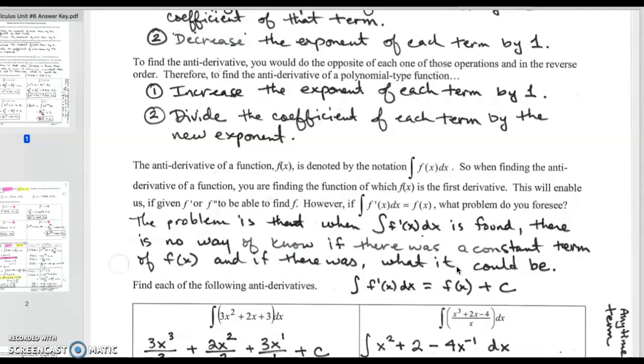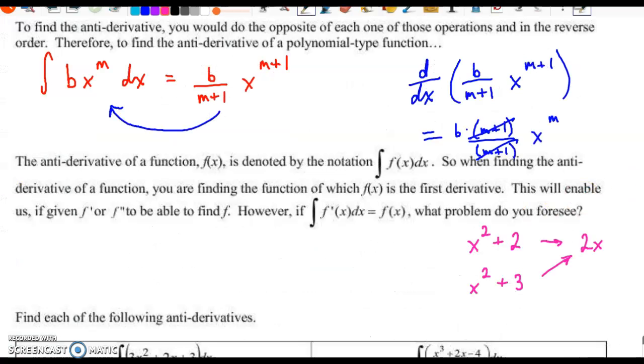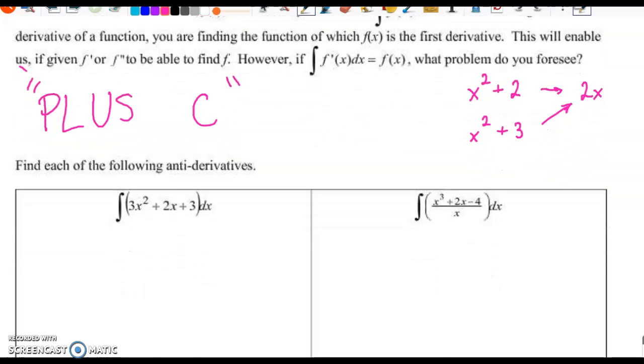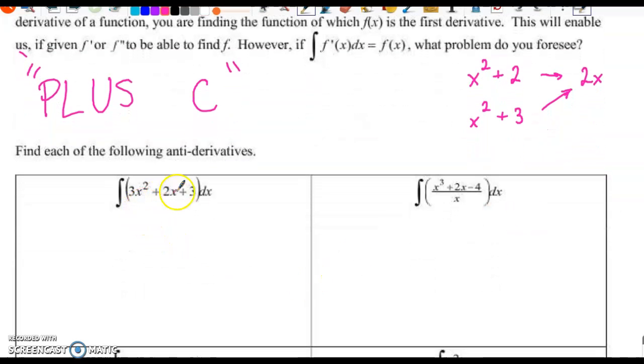So as I move on to the next problem, let me just put this in all caps. I actually have seen students write this out, plus c, all over their quiz or test, whatever it is, to make sure that they don't forget about writing a plus c. Because when you're doing this antiderivative, the whole premise is to work through it and find a general equation whose derivative equals 3x squared plus 2x plus 3.